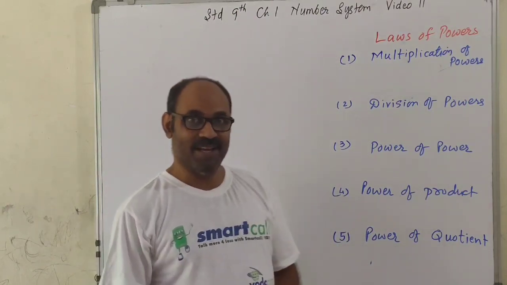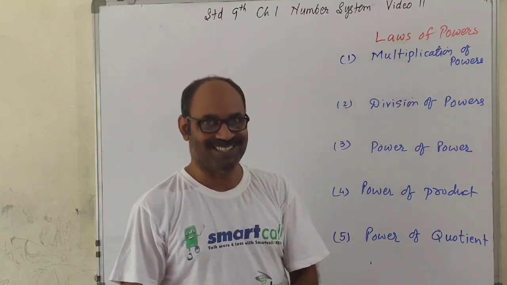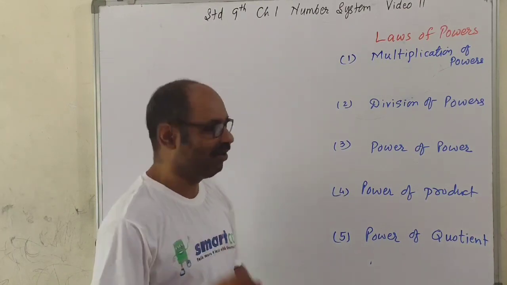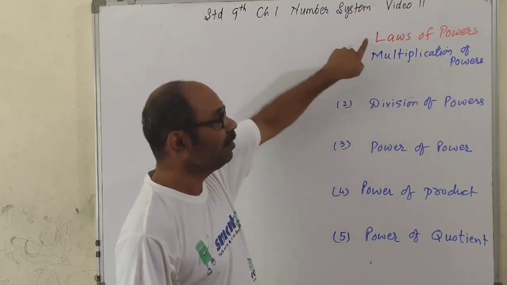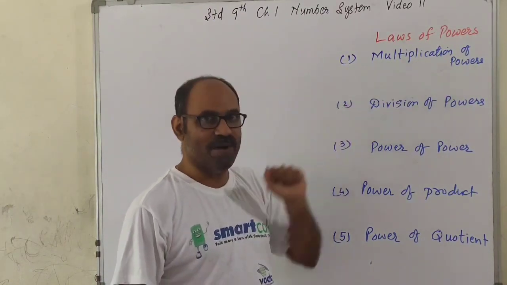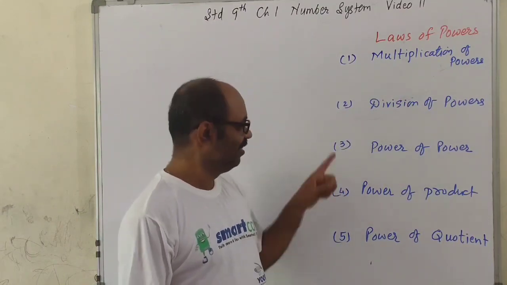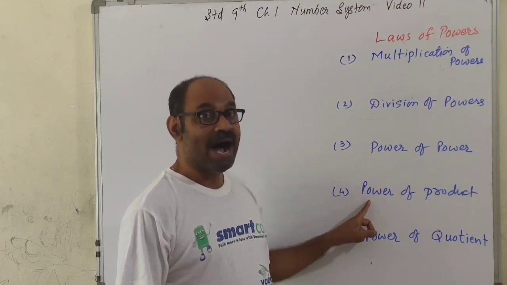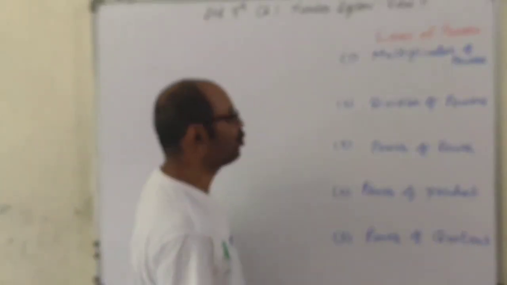Fine. Today we are going to do the work based on laws of powers. You have already learned this in 7th and 8th. So we are going to use laws of powers once again. There are 5 laws. Multiplication of powers, that is the first one. Second, division of powers. Third, power of power. Fourth, power of product. And fifth, power of quotient.